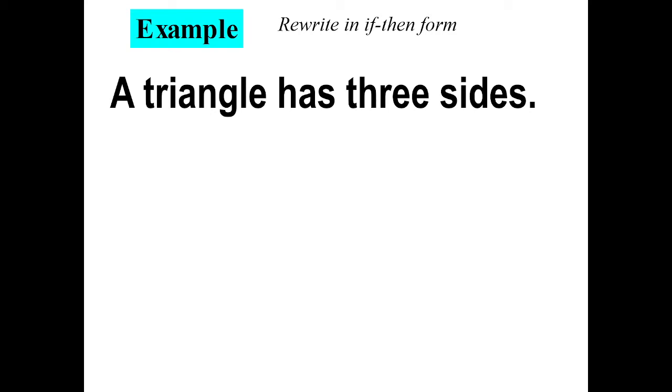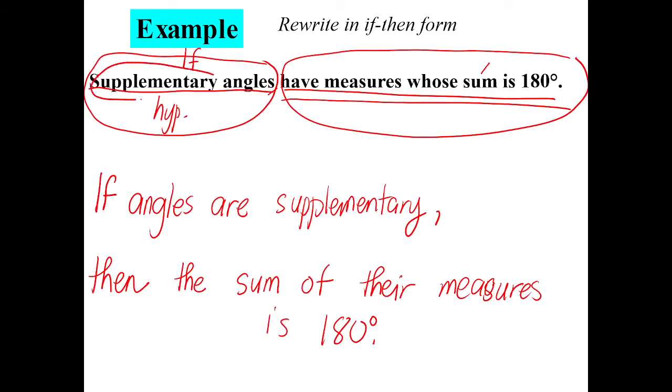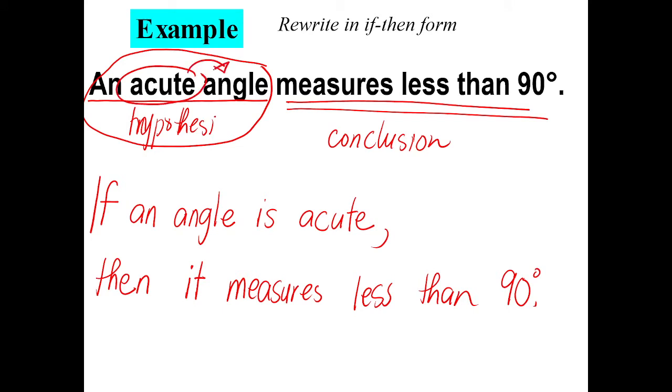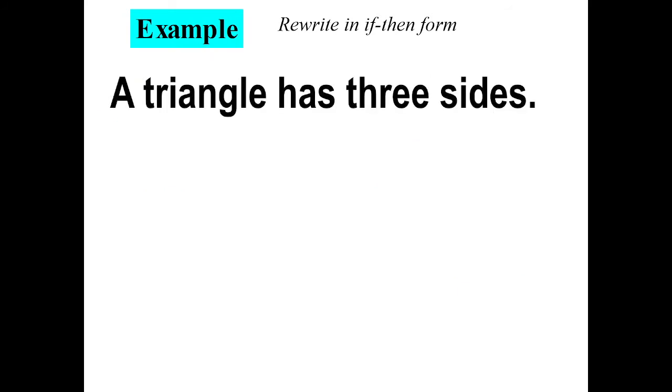Sir, what if there is no adjective? Notice this example. Here the adjective is supplementary. In our previous example, acute is the adjective describing the angle. In our last example, is there an adjective for the triangle? None. It's just a triangle. So what will we do? Introduce a big word pertaining to the triangle. What is a triangle? What is the big word for triangle? It's a polygon.